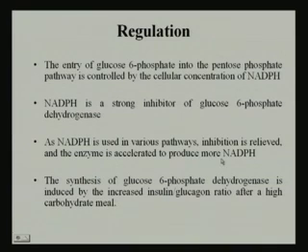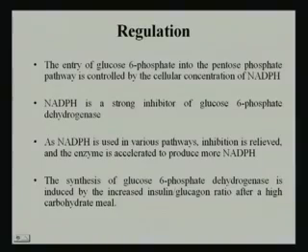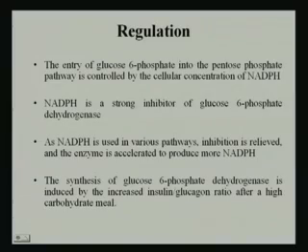The synthesis of glucose 6-phosphate dehydrogenase is induced by the increased insulin to glucagon ratio after a high carbohydrate meal. So, when high carbohydrate is taken in by the body, the body needs glucose or a high concentration of glucose is there, and whether glucose is to be converted to glycogen, these two hormones, insulin and glucagon, balance this particular thing, and this is the regulation of the PPP pathway.